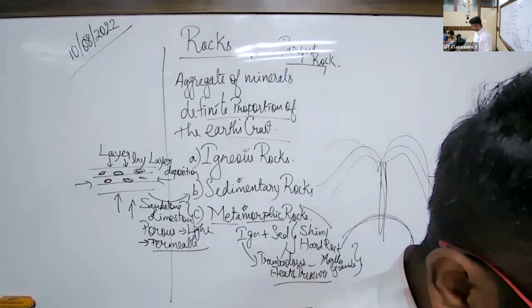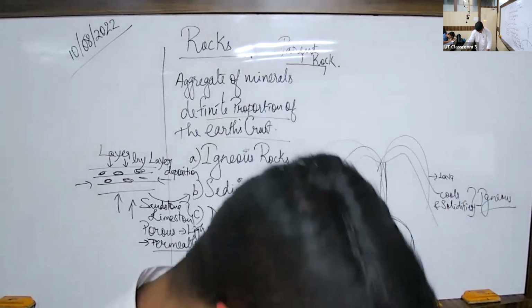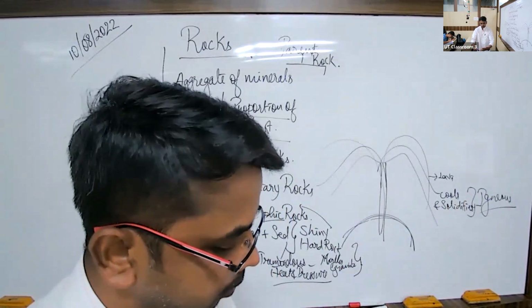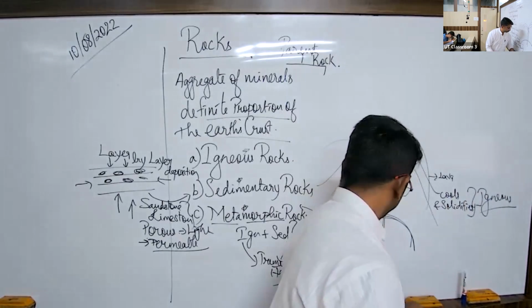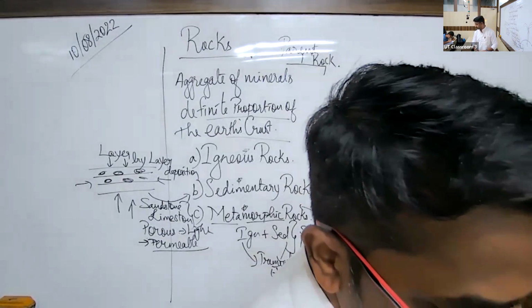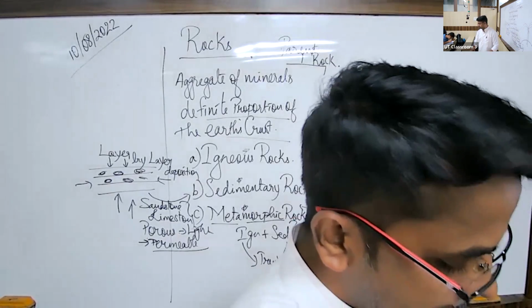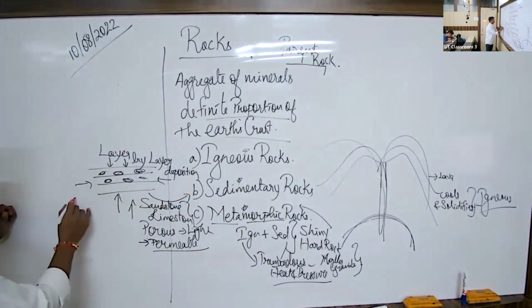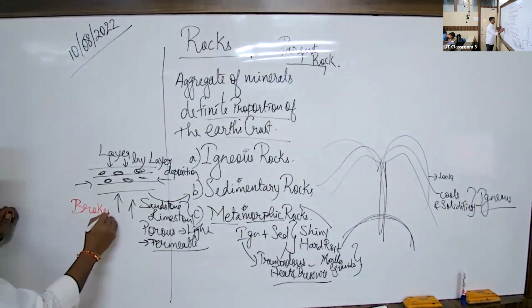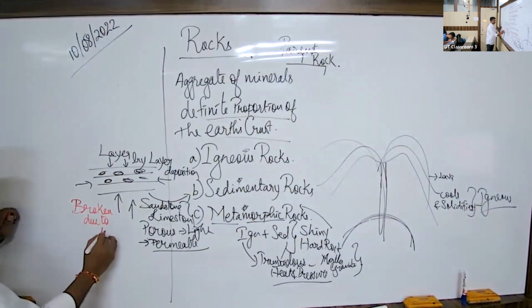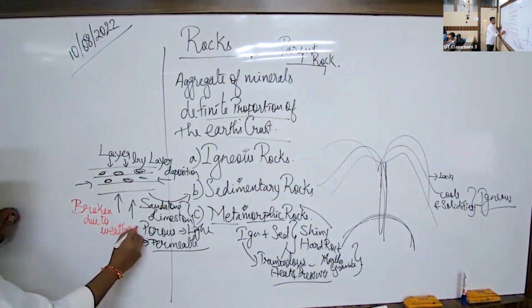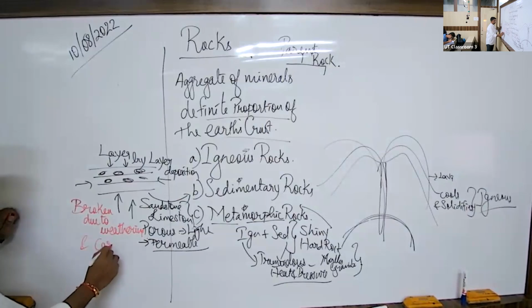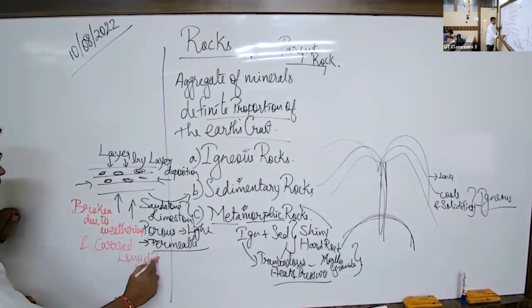Rocks which are exposed on the surface of the earth and are broken down due to weathering and carried long distances. Now understand, where did these sediments come from? Carried long distances. Underline carried long distances.